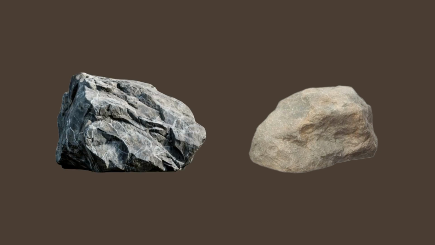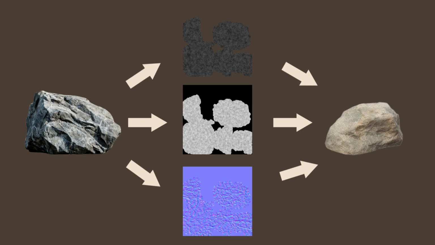In today's tutorial, we're going to take two rocks, one high poly and one low poly, and bake the details from the high poly rock into a texture for the low poly rock. So without further ado, let's start.